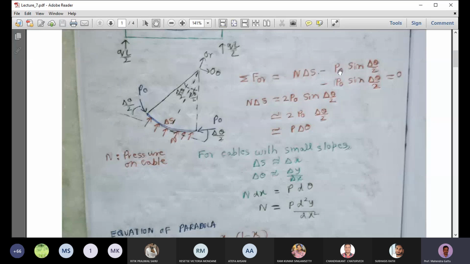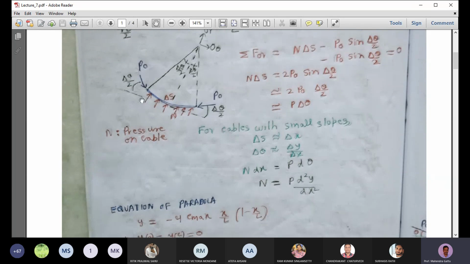We can send these terms to the right hand side. We get N ds is equal to 2 P naught sin delta theta by 2. We are approximating it because that element is very small, and we get delta theta by 2. The 2 and 2 cancel out, and we get P naught delta theta. So this is one relation we have from force equilibrium in the OR direction: N ds is equal to P naught delta theta, where N is the pressure coming on the cable.